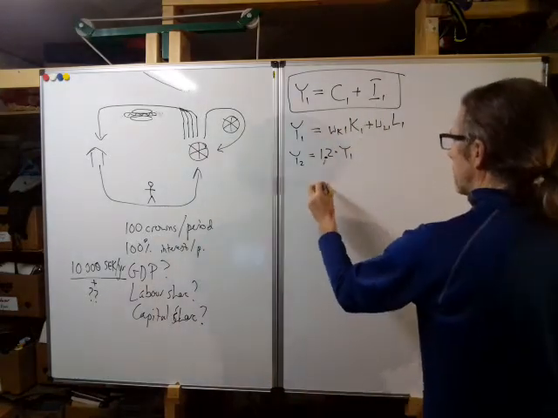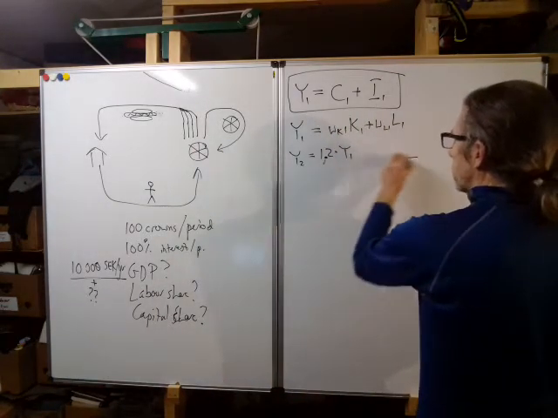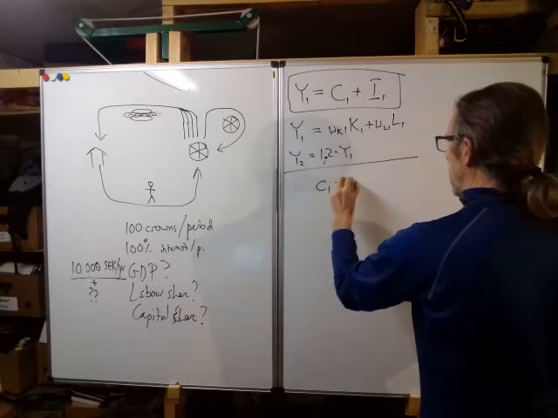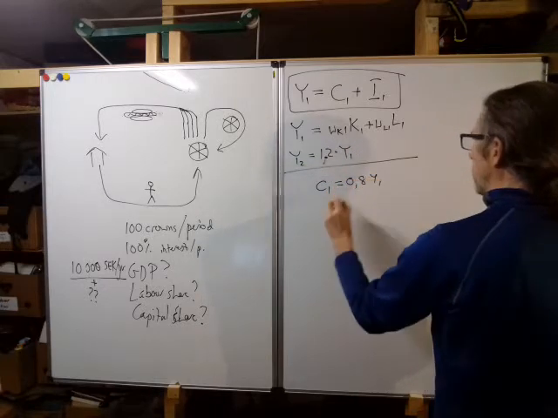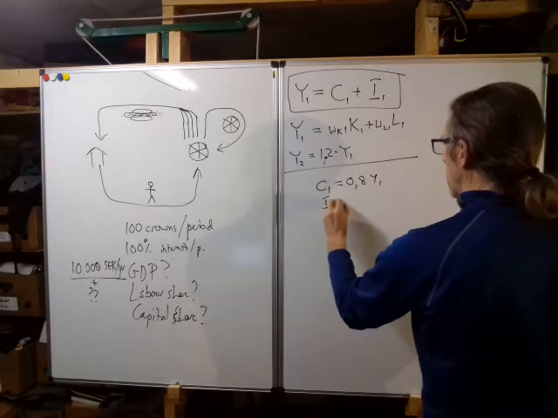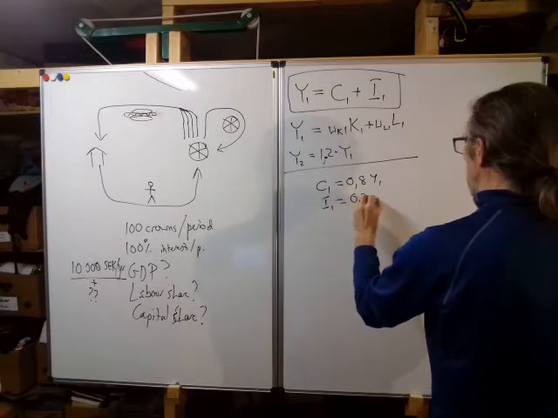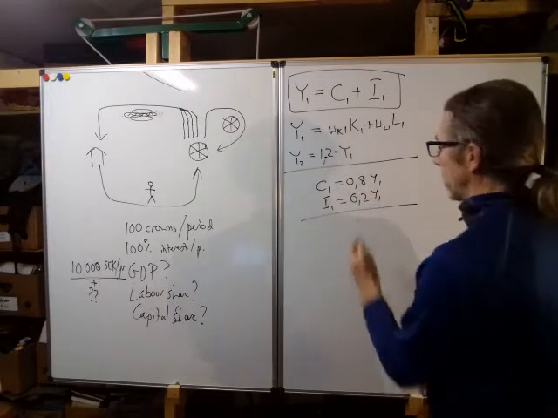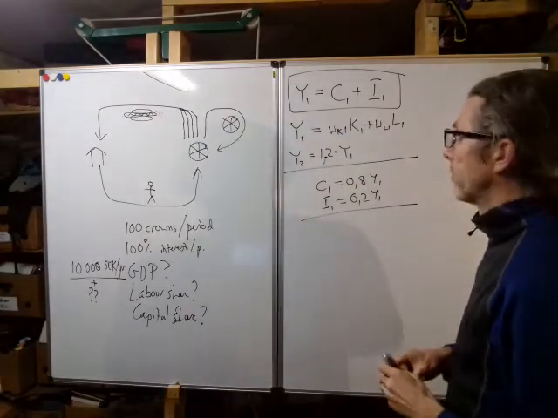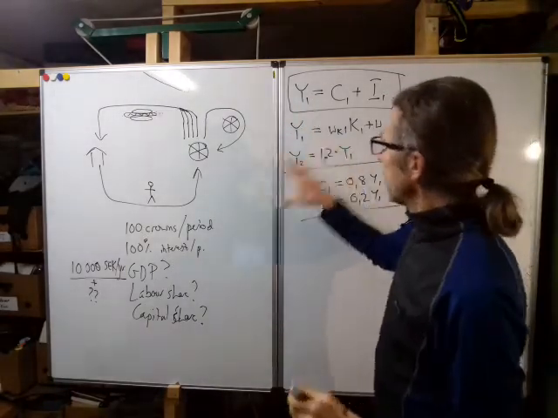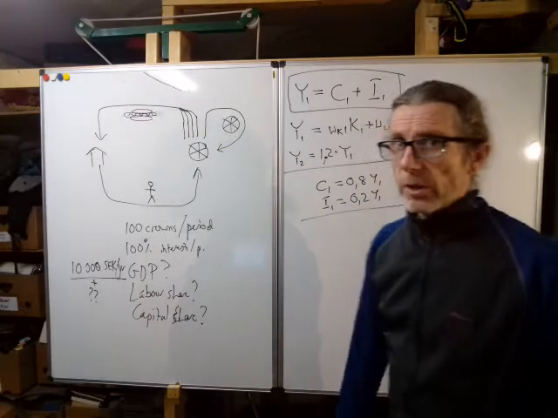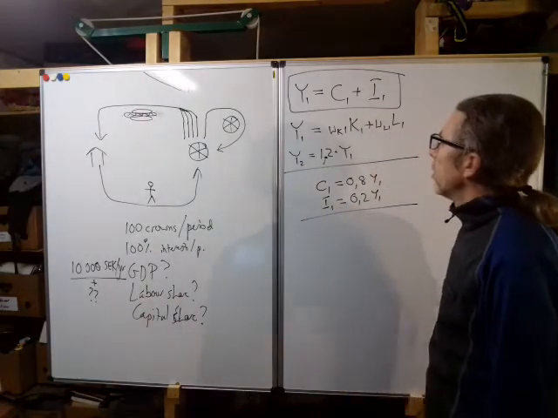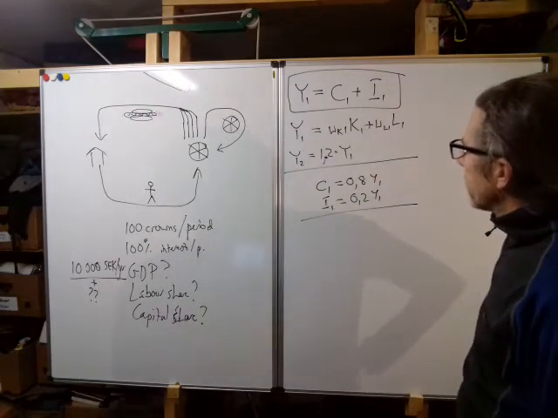So C1 is 0.8 Y1, I1 is 0.2 Y1. So that's one result we've got from these equations and from understanding what's going on in the economy. What else can we say?